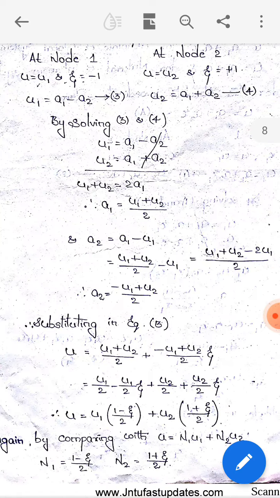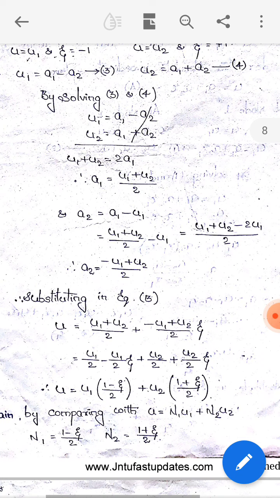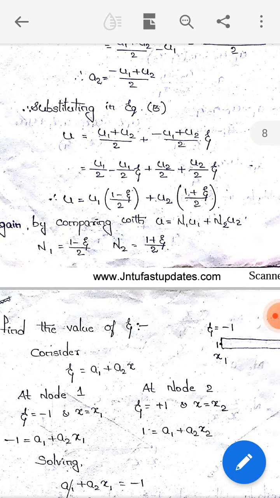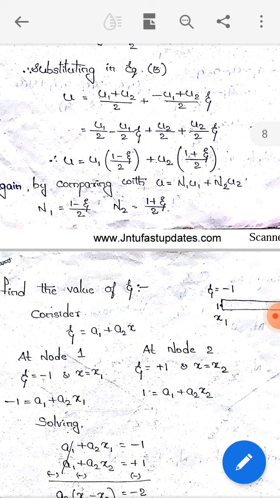Solving the above equations by addition, because one is having plus, the other is having minus, automatically one term will be eliminated. So the leftover is u1 plus u2 is equals to 2a1. From that I am getting a1. From basic mathematics we know that we will be getting a2 on substitution in equation 3 or 4. So we got a2. To get the net representation, we will be putting a1 and a2 in B. After splitting of the equation, the net equation is u is equals to u1 into (1 minus zeta) by 2 plus u2 into (1 plus zeta) by 2, where N1 is equals to (1 minus zeta) by 2 and N2 is equals to (1 plus zeta) by 2.